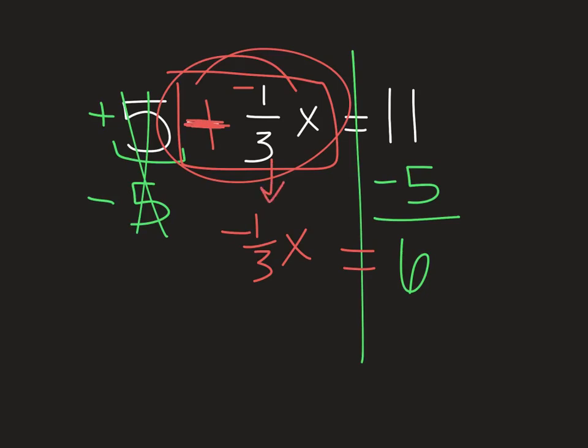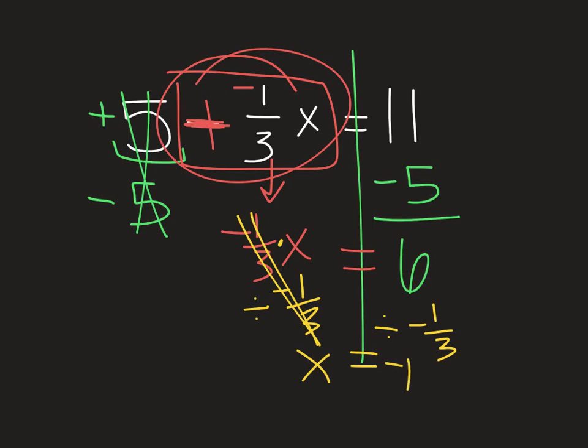So now we need to think negative 1/3 times x. So opposite of multiplication is division. And we're going to divide by negative 1/3 on both sides. Those 1/3s cancel. So I have x equals 6 divided by negative 1/3. Make sure you're keeping that negative sign. And I would get that x is equal to negative 18.